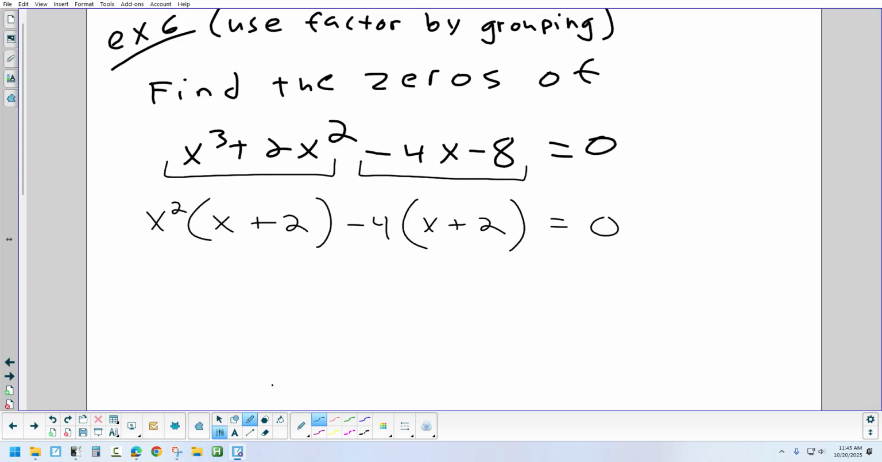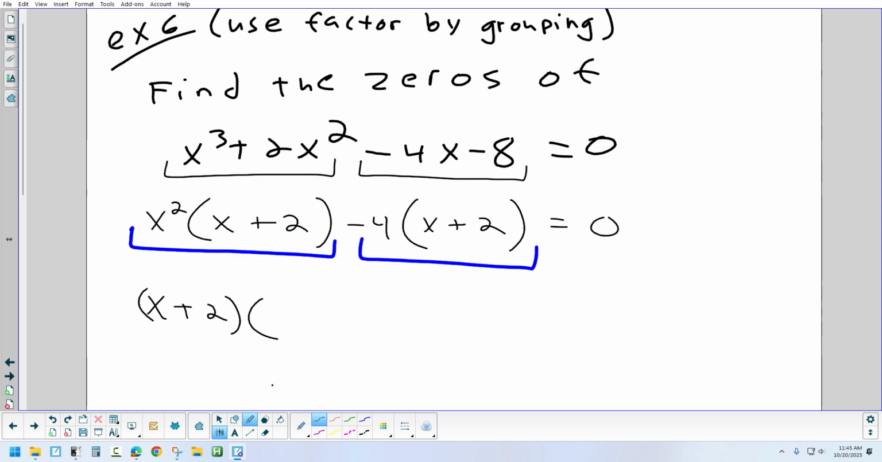You can check it. Negative 4x minus 8. So yeah, that's perfect. So now you factored out what they each had. Now look at this and look at this. What do each of those have in common now? Yep. They have an x plus 2. So now we're going to factor that out.